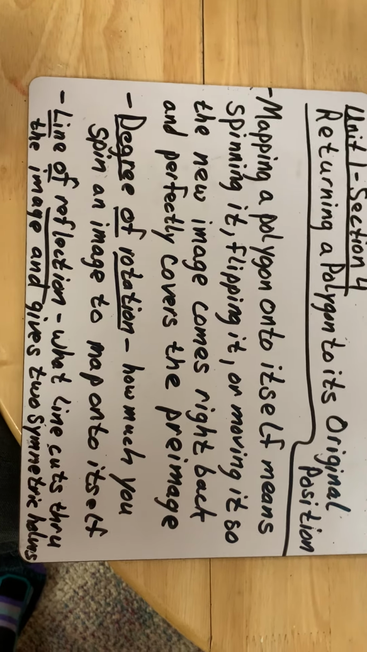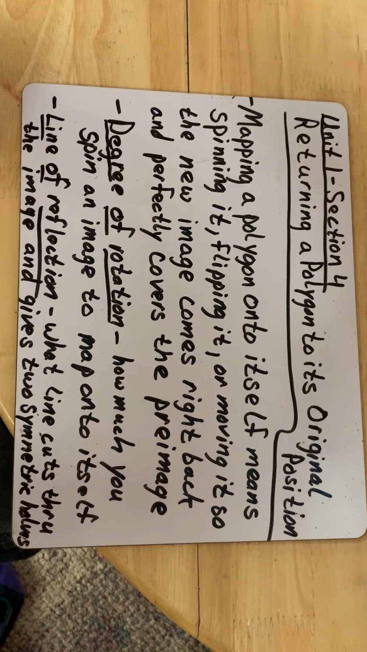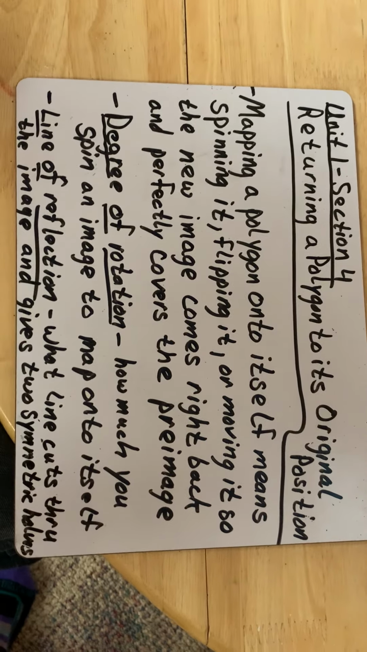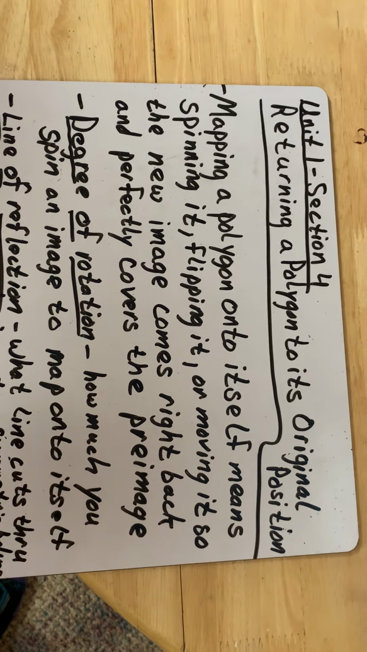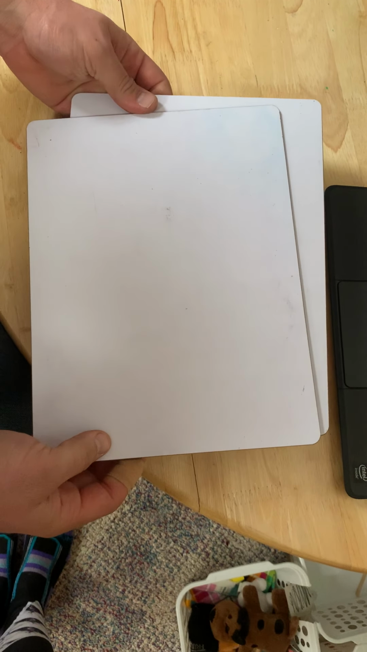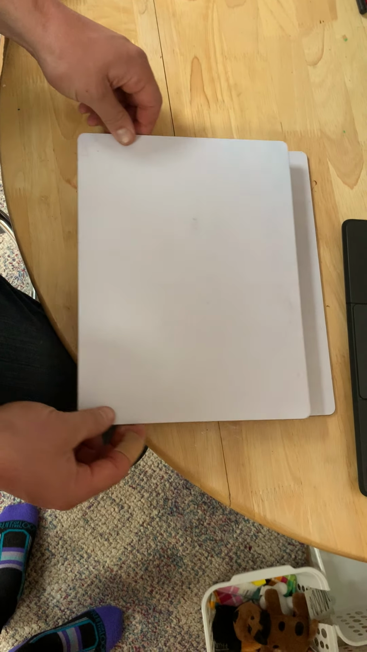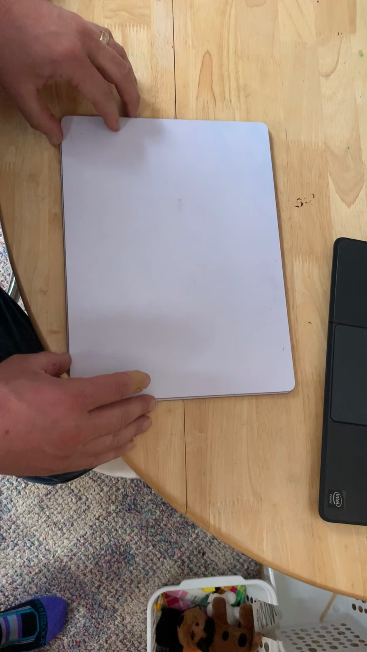So you spin it, flip it, or move it until it covers itself back up, and then it doesn't even look like it moved in the first place. The only thing that moved would be the points, the actual letters themselves. In other words, I'll come back to this in a minute, but if I take these two blank whiteboards, they're both rectangles. Rectangles are polygons, quadrilaterals. I'll treat this as one quadrilateral, one rectangle right here.